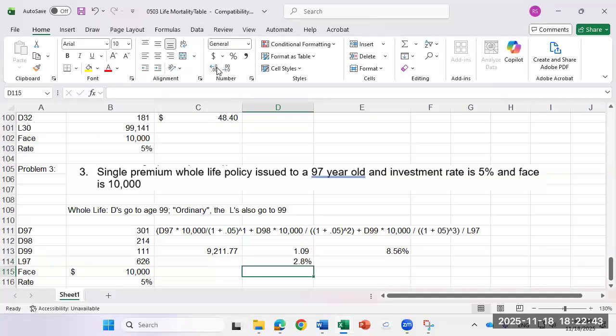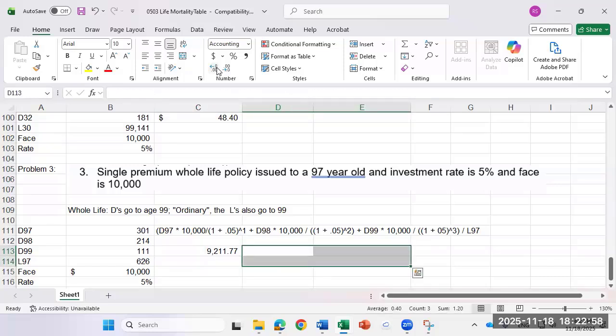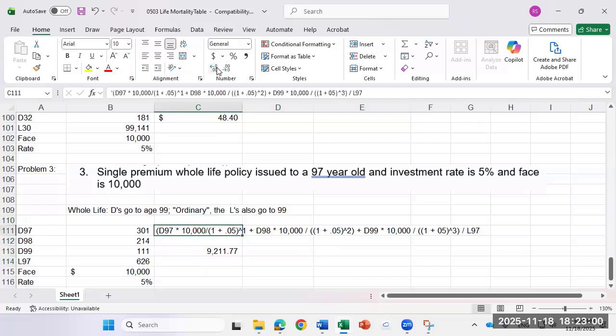Sounds pretty good, right? You pay 9,200 bucks and you get $10,000 back. Sounds great. Your worst case is make 2.8%. You can't make as much as 8.56% if you die fast enough, or you won't make anything. Your family won't make that. All right, any questions on that one? We're still not doing one. We're going to see. So the next one will be one on the exam.